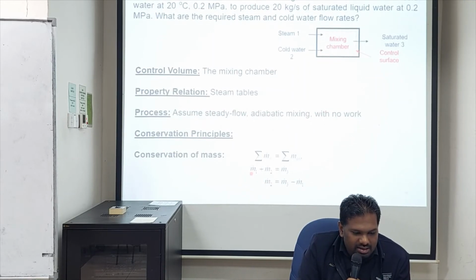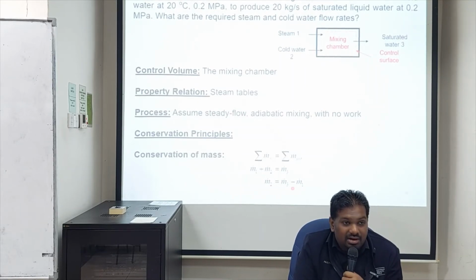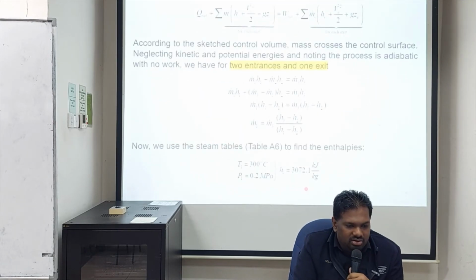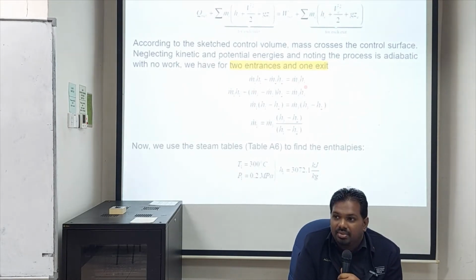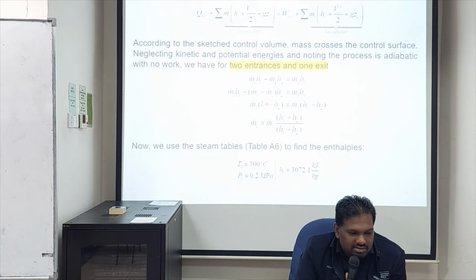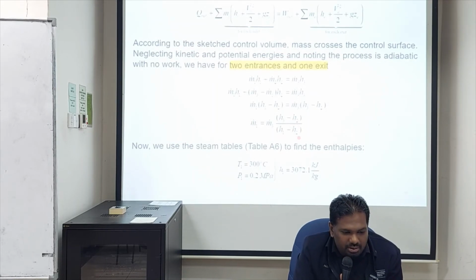So ini adalah formula dia, M1 plus M2 equals to M3. So you rearrange M2 equals to M3 minus M1. Okay, so conservation of energy. So you apply all the things that you become zero, you neglect. So at the end you will get the formula M1 H1 plus M2 H2 equals to M3 H3. So since you want to find M1, so you rearrange this formula. So you will get in this form M1 equals M3 (H3 minus H2) over (H1 minus H2).